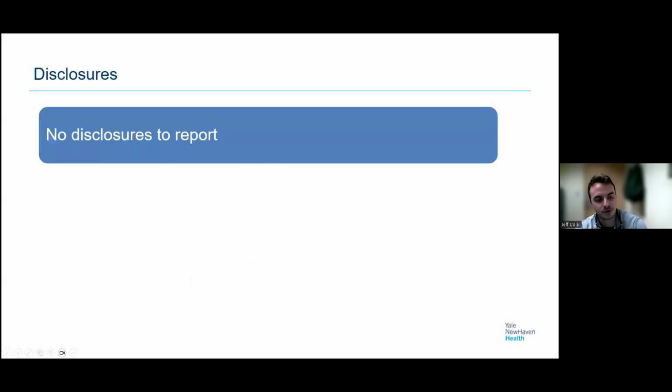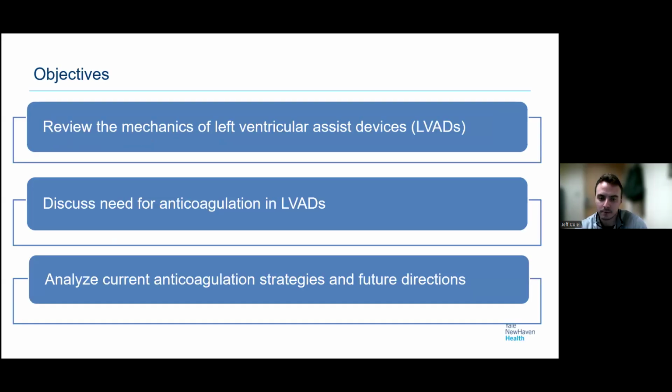No disclosures to report for myself for this presentation. And a couple of objectives for today. First, we're going to review the mechanics of left ventricular assist devices, or LVADs. Second, we're going to discuss why we actually need anticoagulation in LVADs. And third, which I think is the highlight of this presentation, is to analyze current anticoagulation strategies and also look at some future directions.